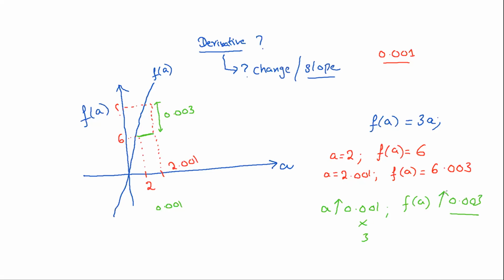Now if we see it geometrically, what is actually happening? I have not drawn it very neatly, but actually this is a right angle triangle. So let me just redraw it. This is 0.003, this is 0.001, and how do we know that this is 3 times this? You simply divide the two. If I say 0.003 by 0.001, I actually get 3.